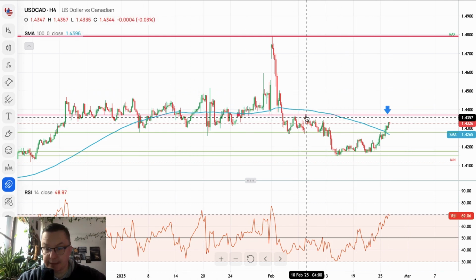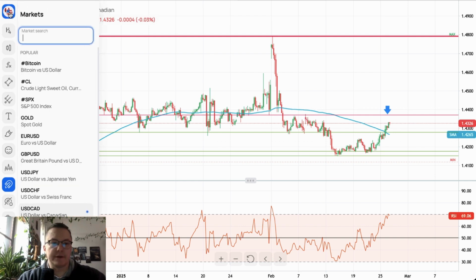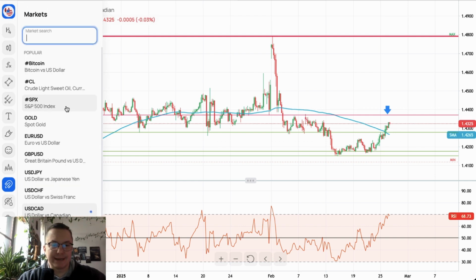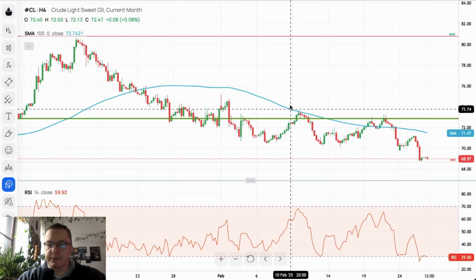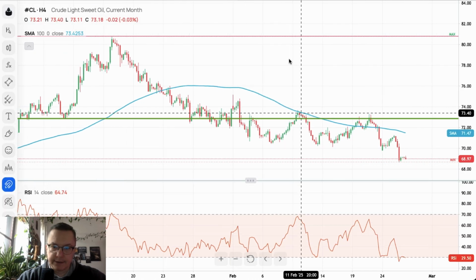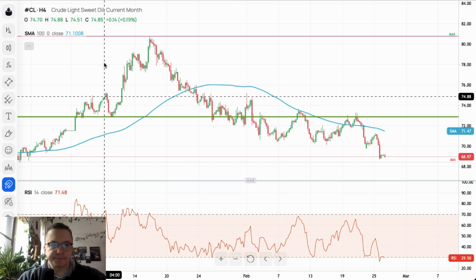Any breakout above this technical resistance, oh, it's very nice. For bulls, of course, it's very bullish. So that's the US dollar to the Canadian dollar. We got data from the oil industry. So let's take a look at the crude oil.